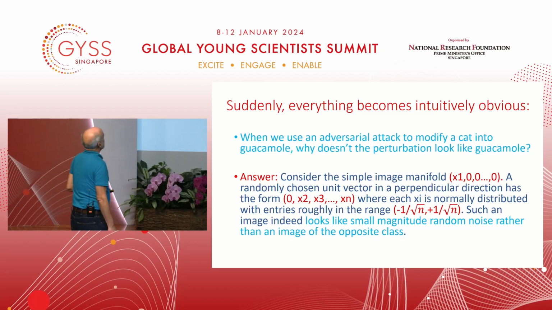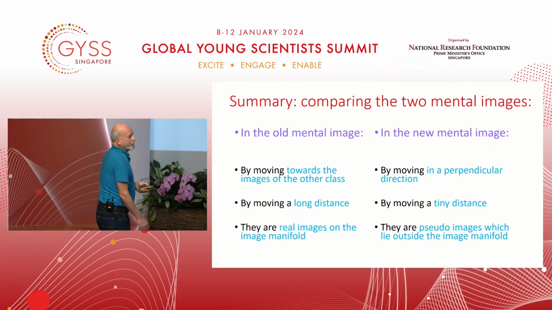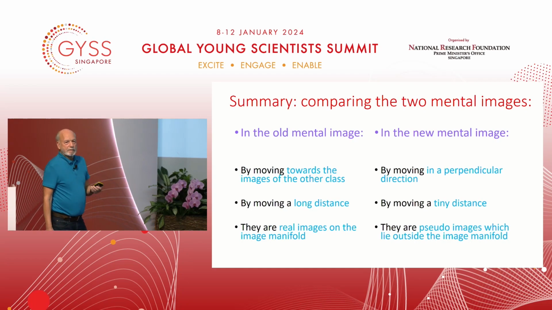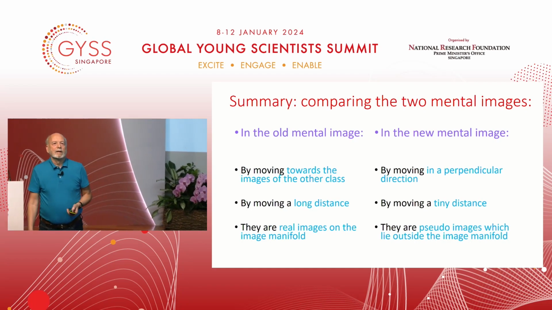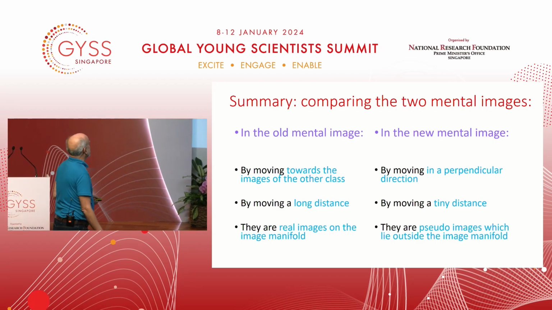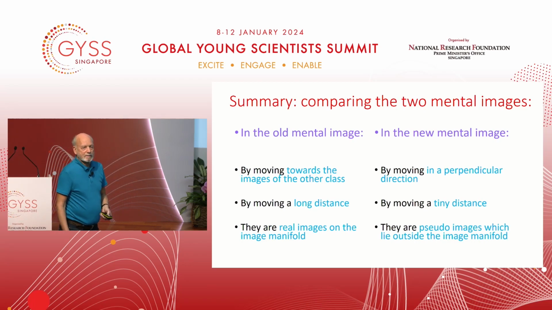I'm running out of time, so I'll just try to summarize, comparing the two mental images. In the old mental image, the way you created adversarial examples, as Goodfellow mentioned in his televised lecture, he said that you are moving from a cluster of cats in the direction of a centroid of guacamoles. In the new theory, you move in a perpendicular direction. Nothing to do with trying to imitate the properties of the target class.